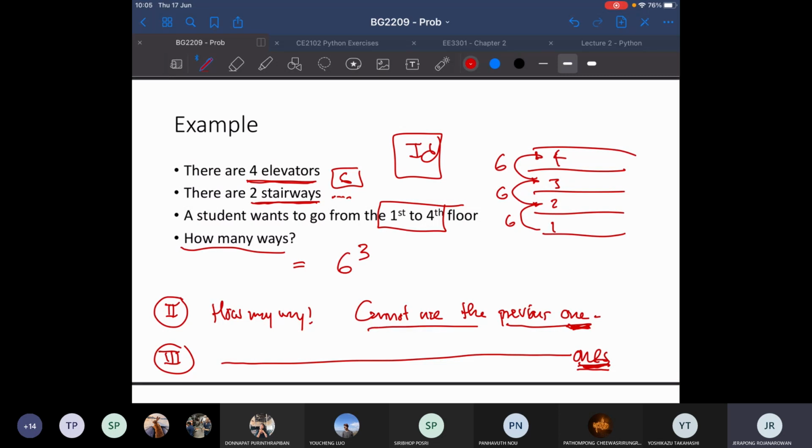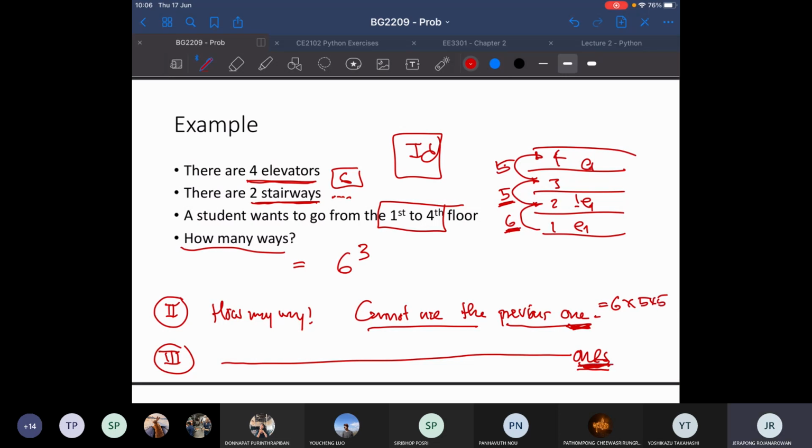Next, if you cannot use the previous one, what does it mean? You cannot use the one that you just used. So 6 here, you can come and then you can use it. This is going to be 5, right? From 2 to 3, we cannot use the previous one. So 6 minus 1 is going to be 5, right? And over here, suppose you use elevator 1 here. On 2 to 3, you cannot use elevator 1. You can use something else. But over here, you can use elevator 1 again. So therefore, the choice is going to be 5 again. So it's 6 into 5 into 5.